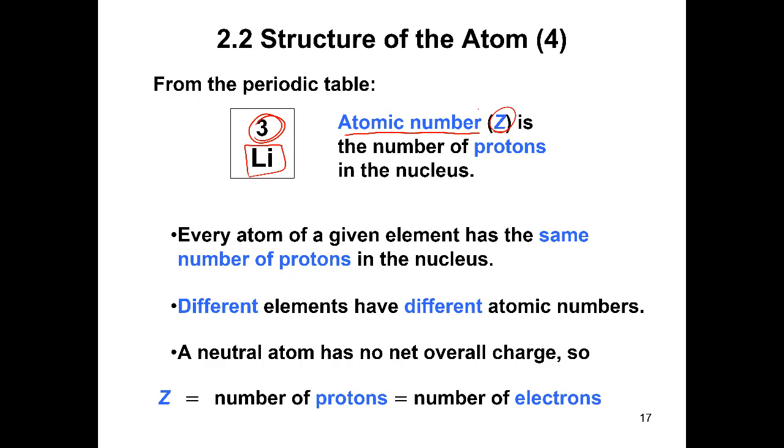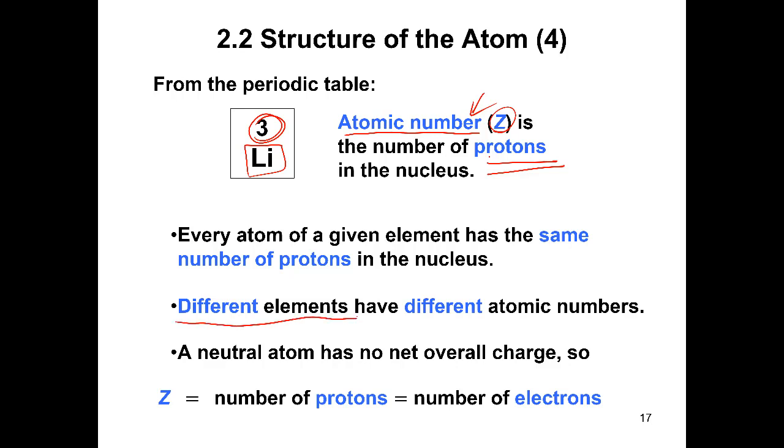That number, in addition to being the atomic number, tells you the number of protons that are in that nucleus. Every single atom of lithium is going to have the same number of protons in its nucleus, okay? If it has a different atomic number or different number of protons, then it is a different element, okay?